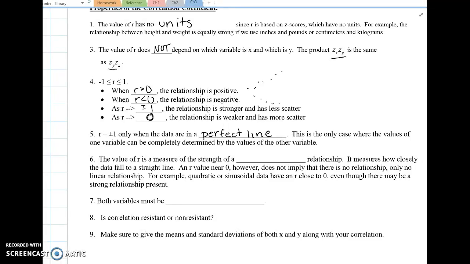Things to remember. The r value is a measure of the strength of a linear association. It measures how close the data fall to a straight line. So an r value near 0 does not mean there isn't a relationship. It's just not linear. You can have quadratic, exponential, you can have all sorts of other strong relationships, but that's not talking about the r value.